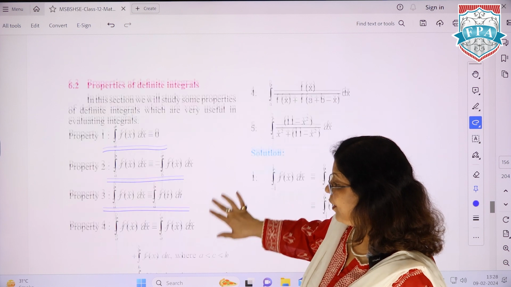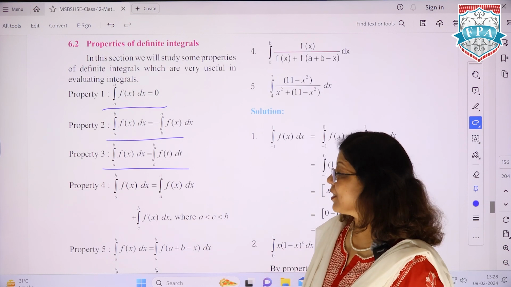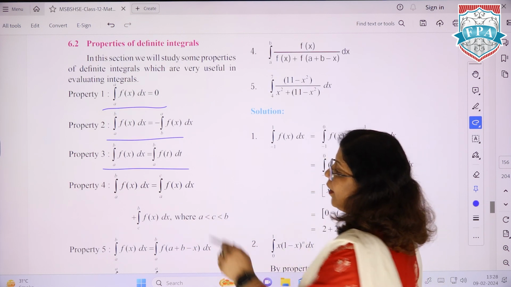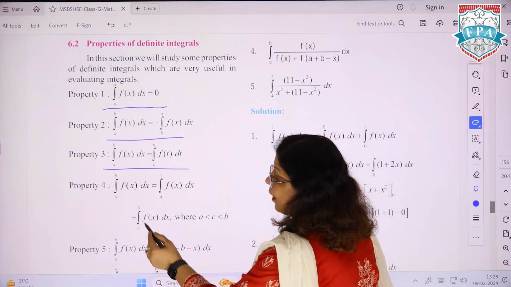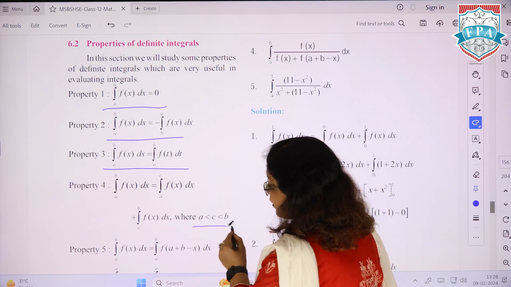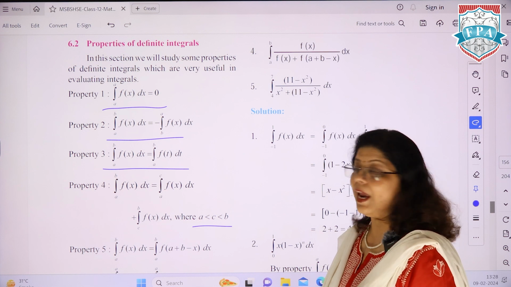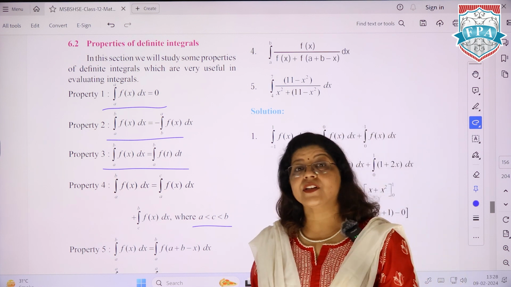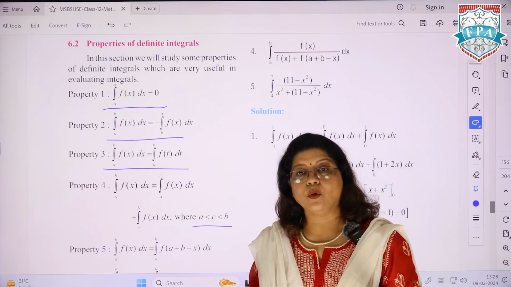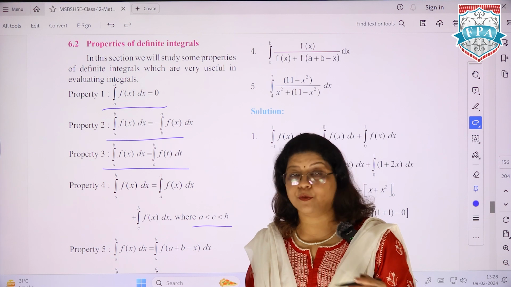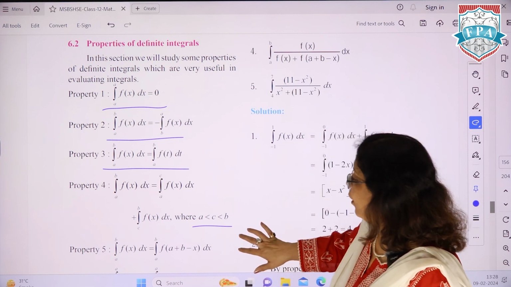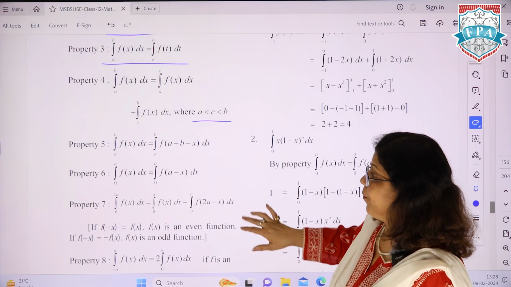The next one is a to b fx dx can be written as a to c fx dx plus c to b fx dx, if c is a number between a and b. This method is used mainly to calculate the integration or definite integration of the modulus terms.